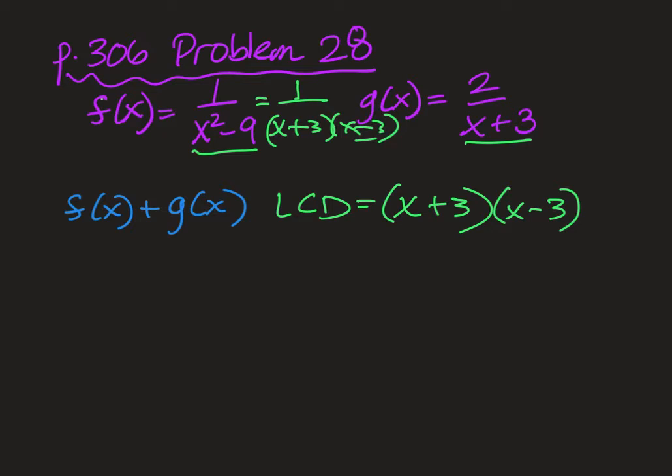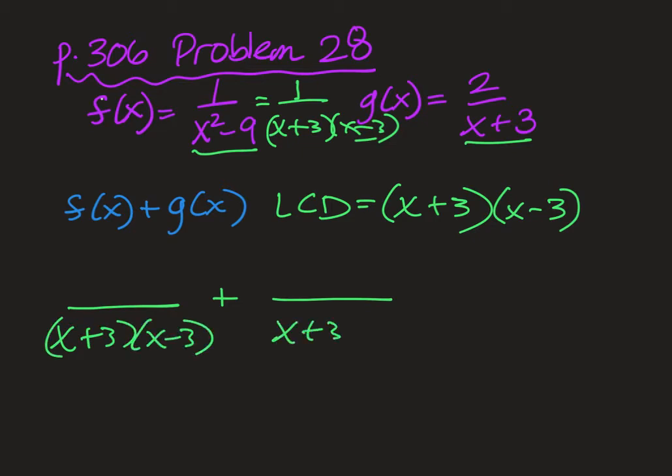The only reason for me to take an x plus 3 and another x plus 3 is if one individual function had two of them, then my lowest common denominator would need two of them. But each one of these only has a single x plus 3, so does my lowest common denominator. So now I'm going to rewrite both fractions with this new denominator. I'm going to rewrite it as x plus 3, x minus 3 in both of them.